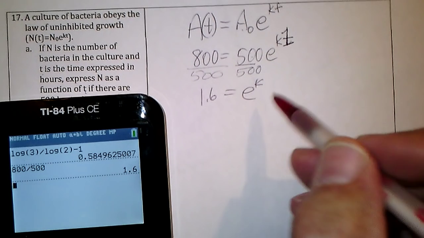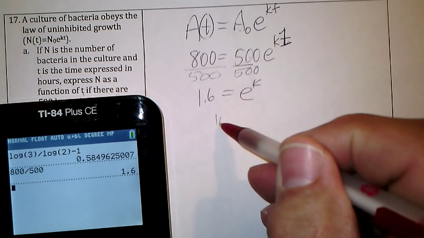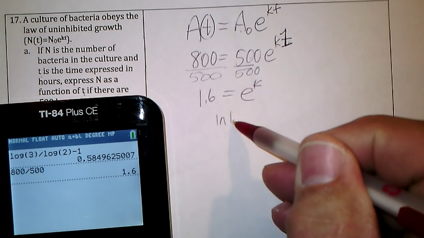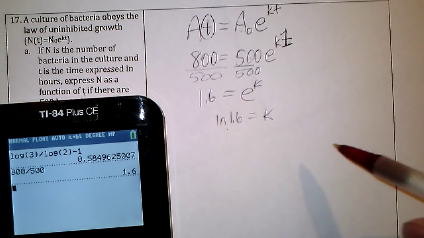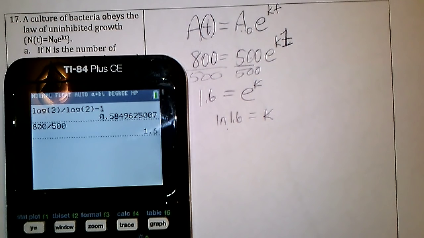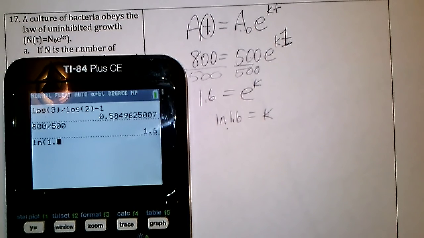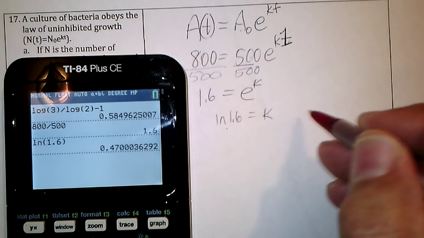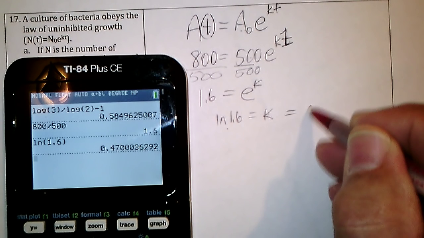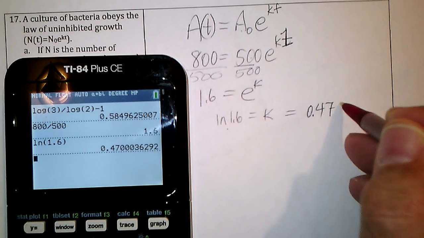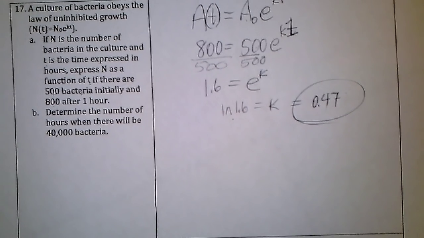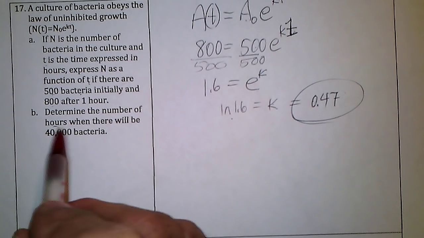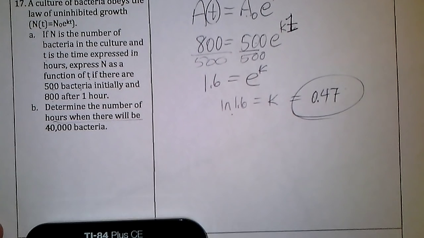So to solve this, I will write this as ln of 1.6 equals k. E to the k is 1.6. So ln of 1.6 is 0.47000 something. Okay. Determine when the number of bacteria will be 40,000.